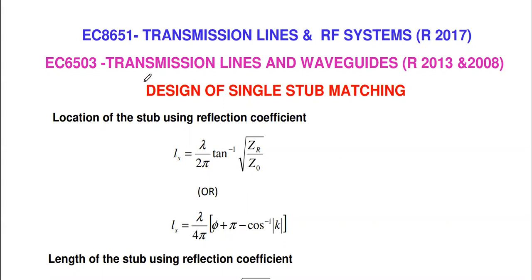In today's video, we are going to discuss the design of single stub matching. In the previous video, we discussed the quarter wave transformer design and the Smith chart problems. In the Smith chart, we saw how to calculate the VSWR and reflection coefficient, and how to design the single stub matching, and all those problems we discussed. Now we are going to see how to design the single stub matching using the formula method.